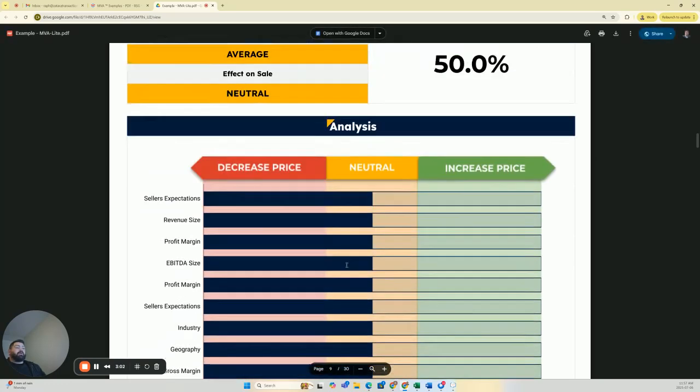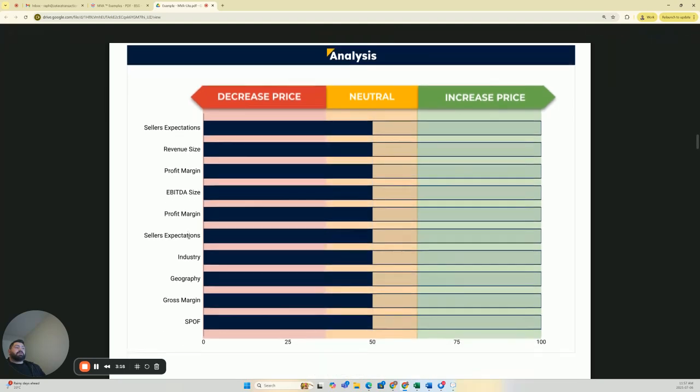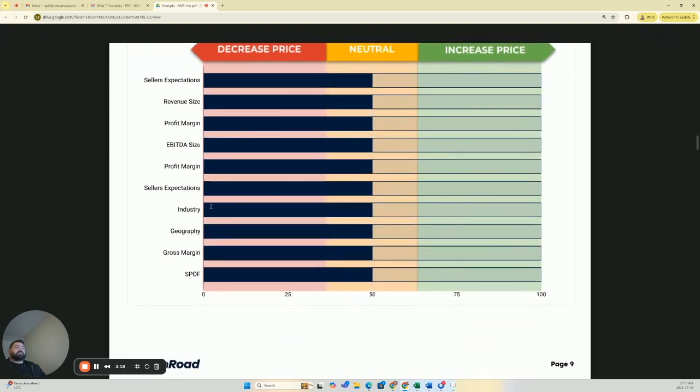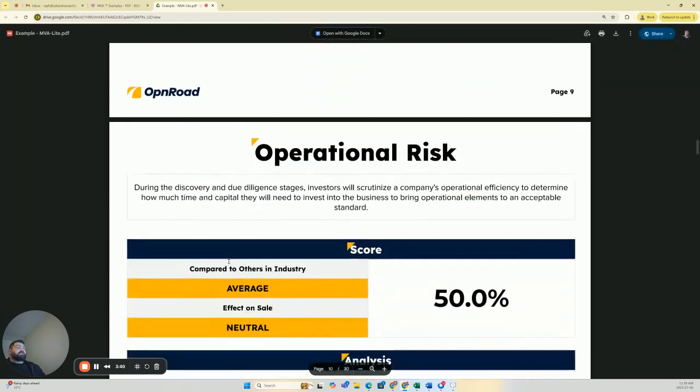So you have your marketability risk, right? So what are the seller's expectations? Are your expectations within the norm? The revenue size of the business, the profit margin, the EBITDA size, the profit margin, seller's expectations. Whoops. I think they've doubled this up. It should only be just the one. They shouldn't have profit margin and seller's expectations twice. I think that's a bit of a whoopsie daisies in this one. But then you have your industry, geography, gross margin, and then SPOF.